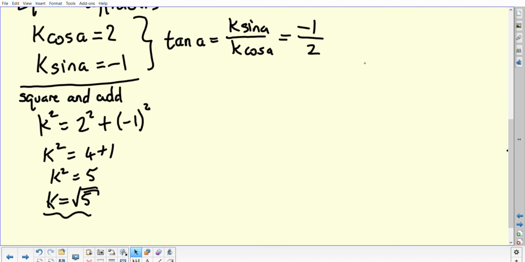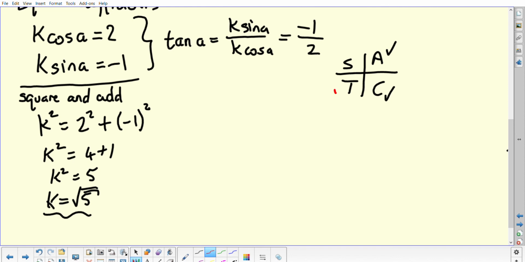In order to do that, you need your CAST diagram to make sure you get the angle in the right place. So let's go through and tick off what do we know. So we can see clearly from the first equation, cos is positive. So cos is positive means first quadrant or fourth quadrant. In the next equation, you can see you've got a sine that's negative. So where does the sine being negative happen? The sine being negative happens in the third quadrant and the fourth quadrant.